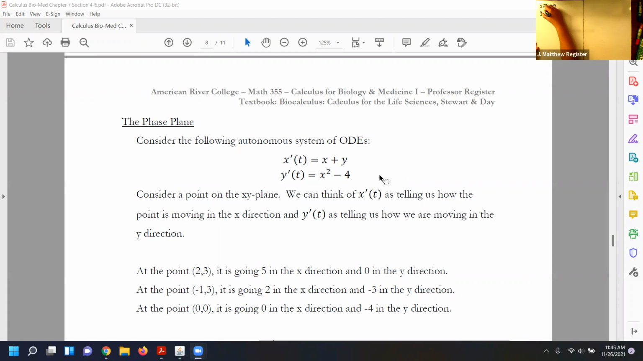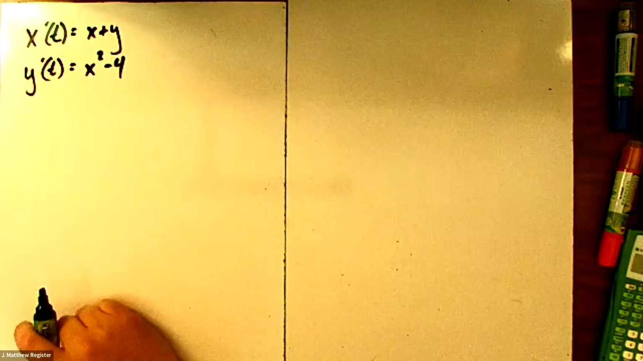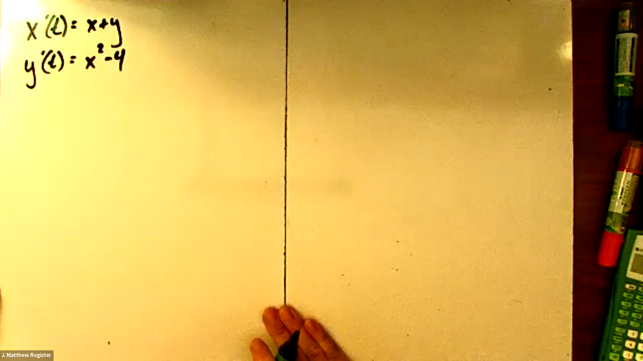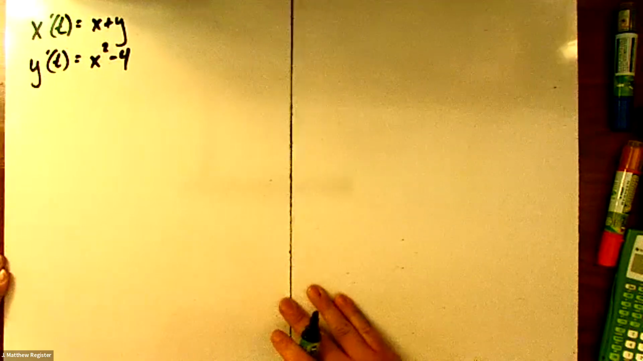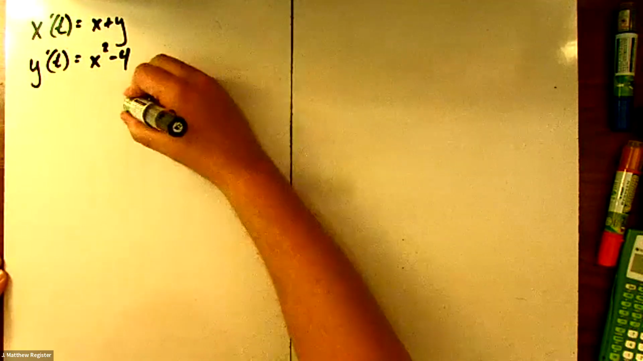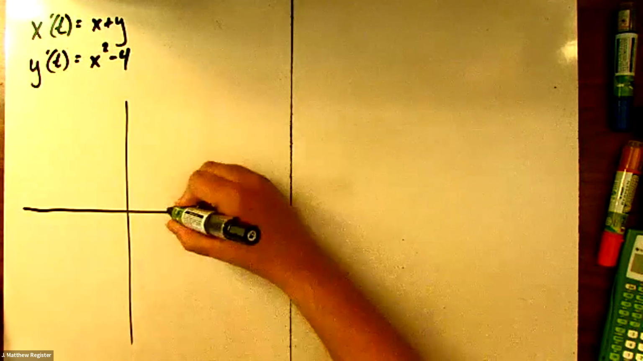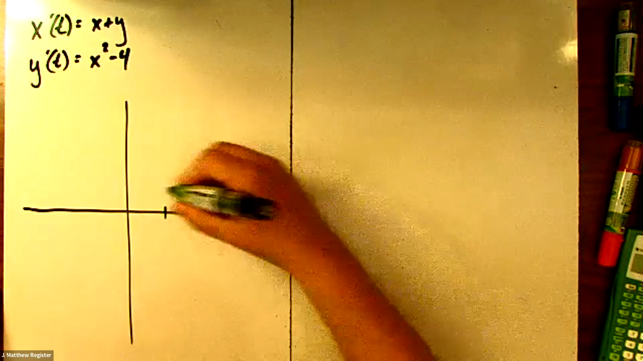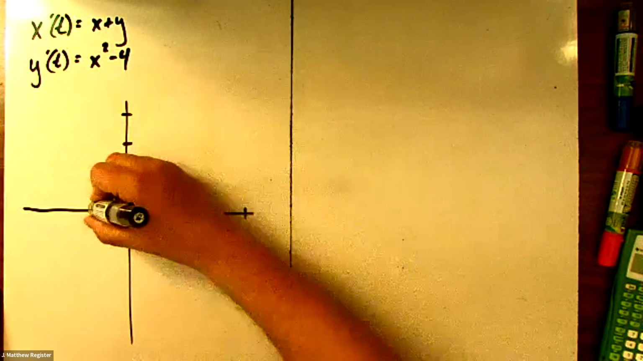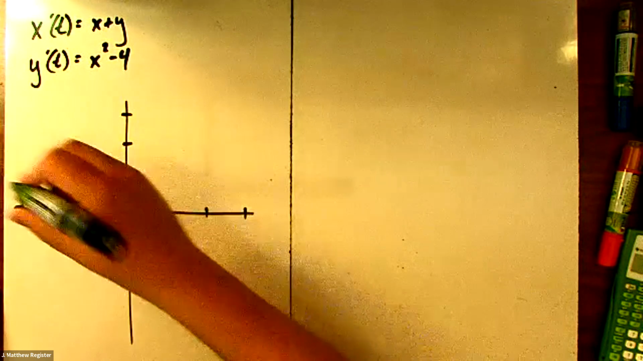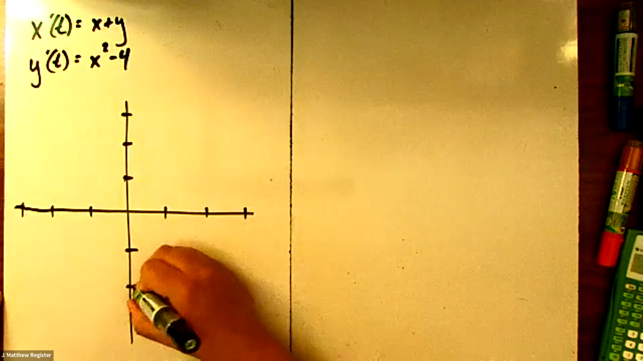With this example, x prime of t is equal to x plus y, and y prime of t is equal to x squared minus 4. We can create a chart which will show the directionality of the x direction and the y direction on a large set of points. So let's create a 3x3 grid and see how quickly we can create one. 1, 2, 3, 1, 2, 3, and 1, 2, 3.